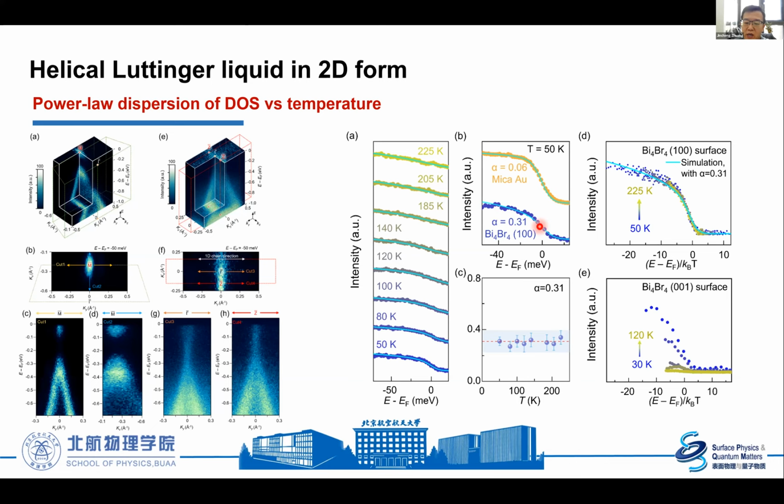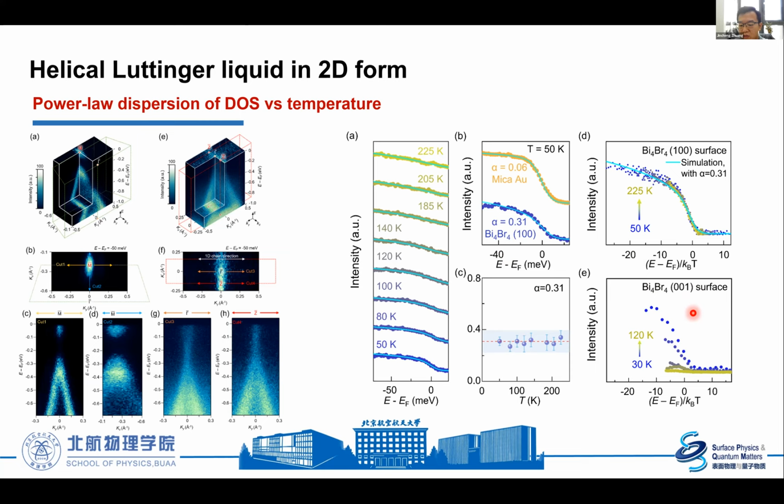The power law dispersion behavior should be temperature independent in the Luttinger liquid case. So we plot the fitting for all the curves and plot alpha as a function of temperature. We see that the alpha value is maintained almost a constant value at different temperatures. We also do the scaling behavior of temperature. We see that all the curves could be scaled well. And we also do the measurement for the 001 surface. Due to the interchain interaction and the energy gap we observed in the ARPES measurement, there is no scaling behavior.